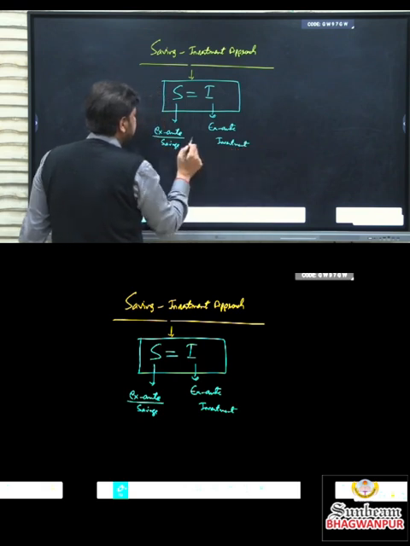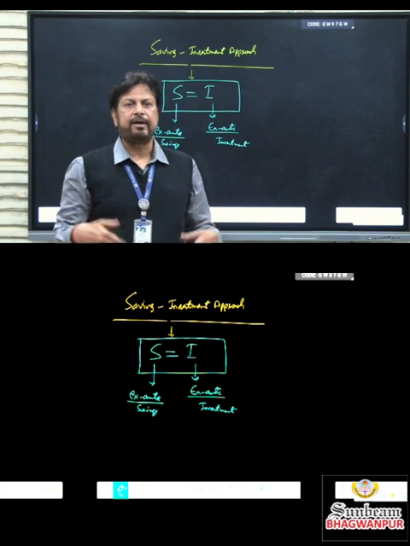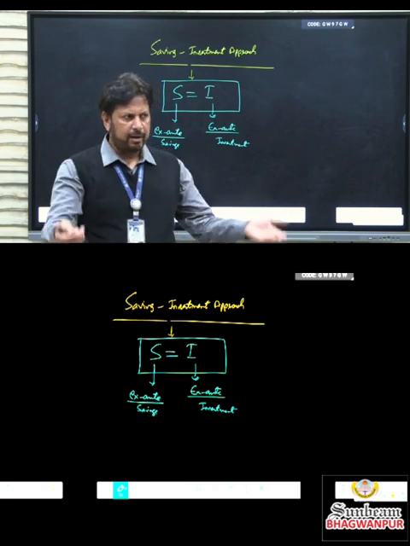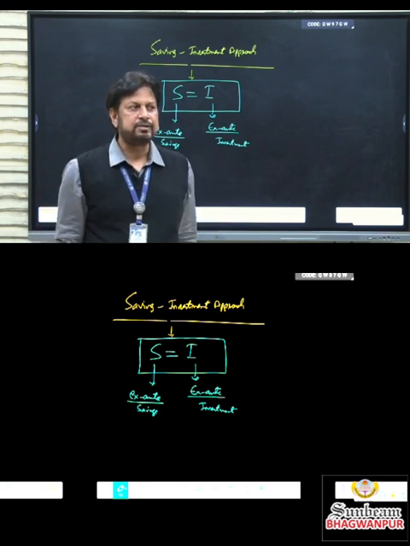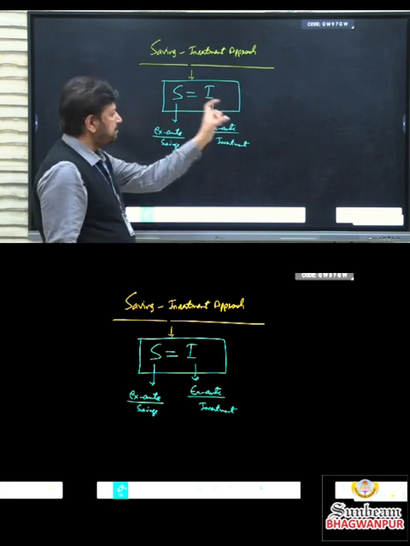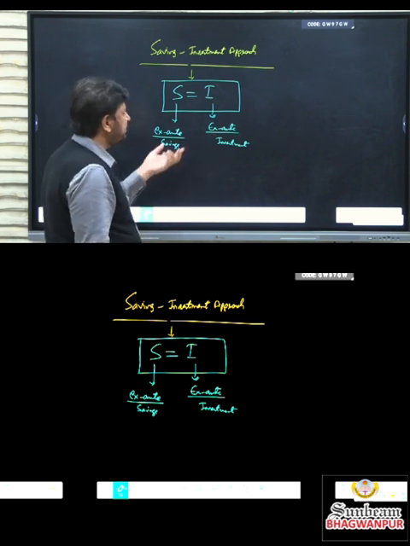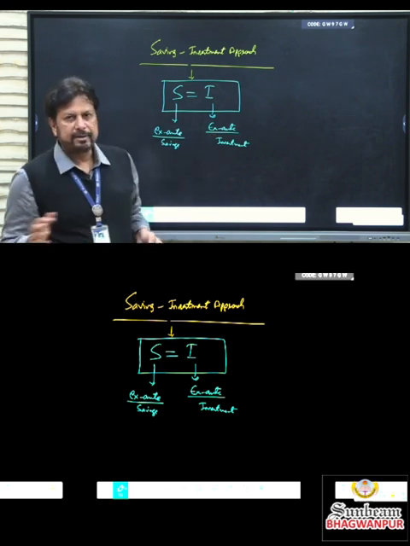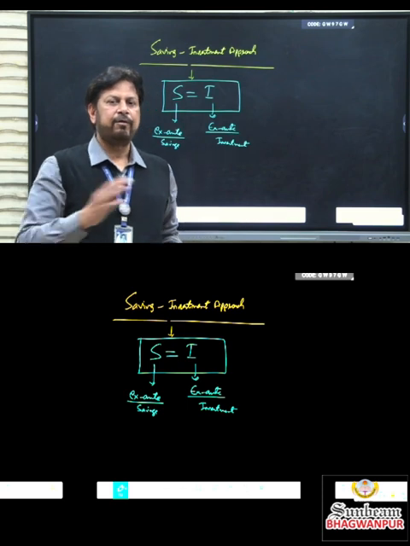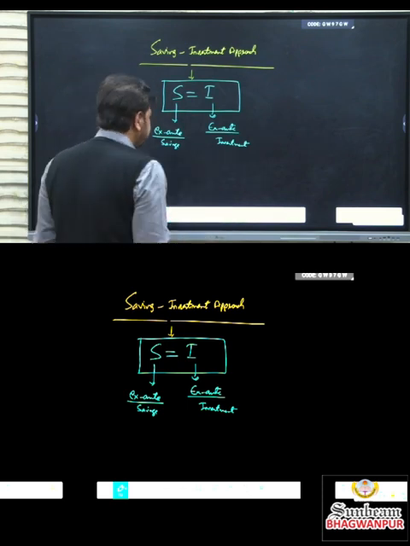Now what is ex ante saving and ex ante investment? Planned saving and planned investment. Whatever households are planning to save is ex ante saving, and whatever firms are planning to invest is ex ante investment. So in other words, the economy is going to be in the state of equilibrium when the planned saving and planned investment are equal to each other.